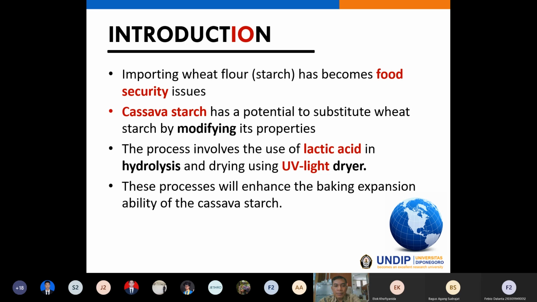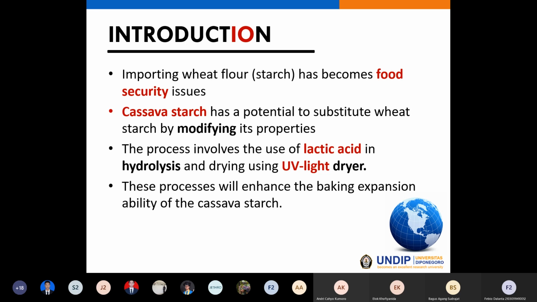First, introduction. The general idea about this research is the high consumption of wheat flour. Importing wheat flour or starch has become a food security issue. Cassava starch has the potential to substitute wheat starch by modifying its properties.